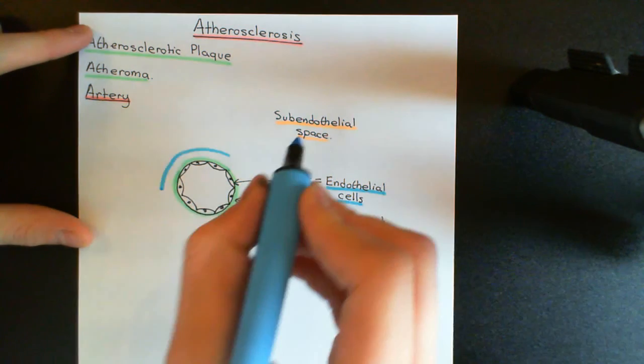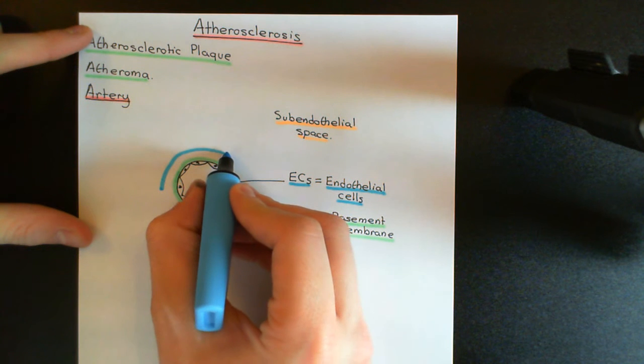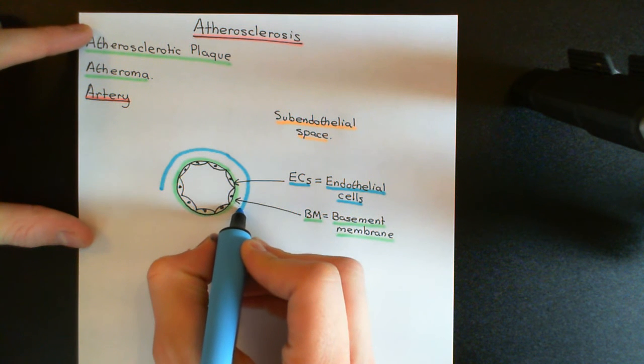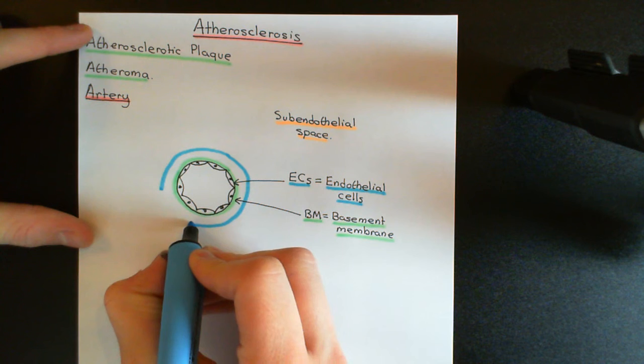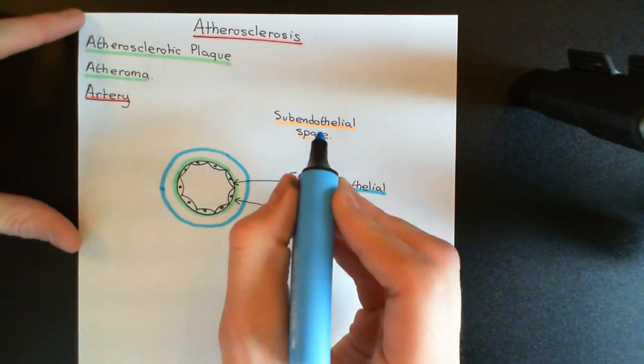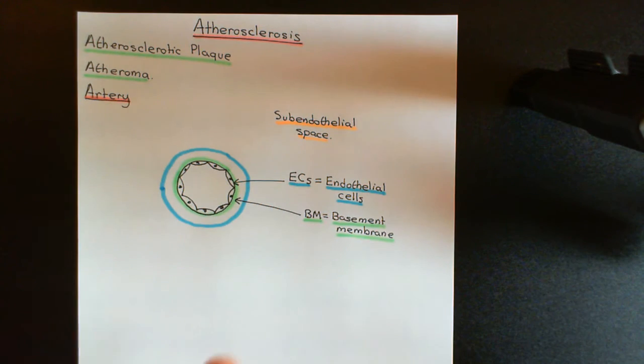By the way, I didn't tell you the reason the subendothelial space is so important for us to know about. It's the layer in which atherosclerotic plaques are going to form. So these things that we are spending the entire video discussing are going to form in this space here, the subendothelial space, underneath the endothelium of the arterial wall.